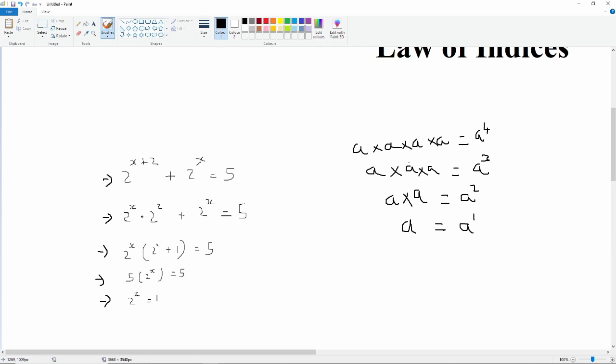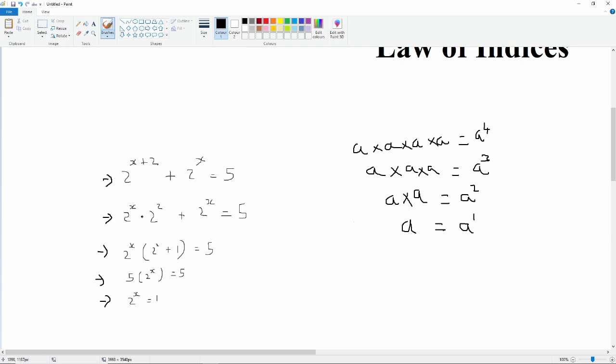But now what happens if we go the other way round? Let's divide by a. So a times a times a times a divided by a, well, an a will cancel from the top and the bottom, and you'll just have a times a times a, which is a to the power 3. So dividing by a means we're taking 1 away from the index, just as multiplying by a added 1 to the index.